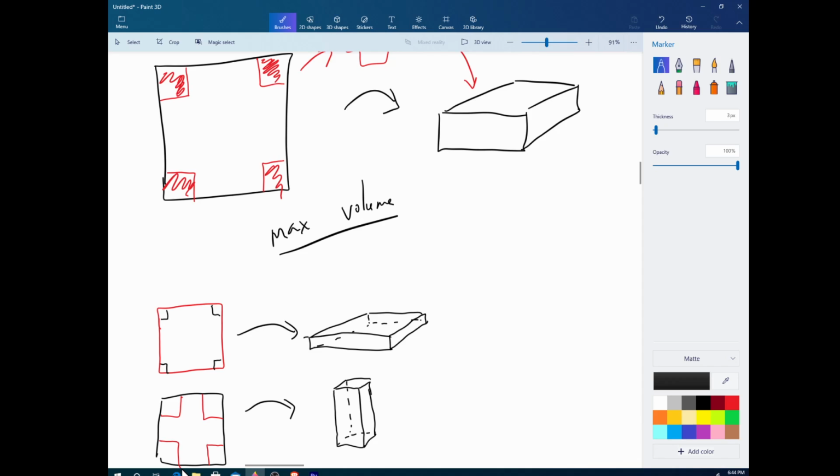So obviously these have their own volumes. You're not going to get the same volume out of every box that you create. And just as a reminder, the volume of a box is length times width times height.